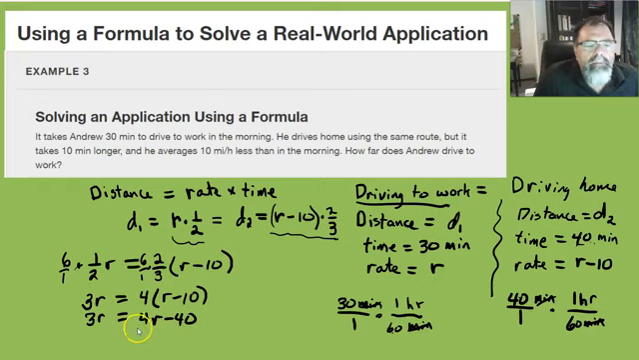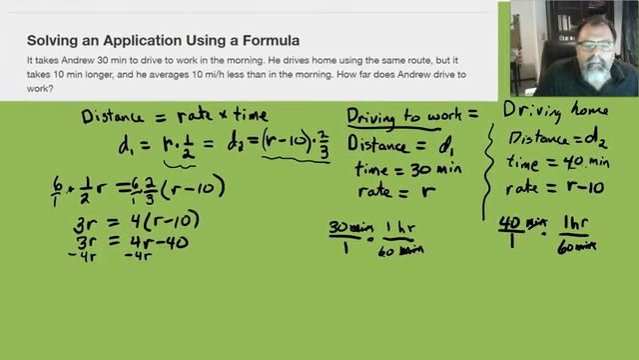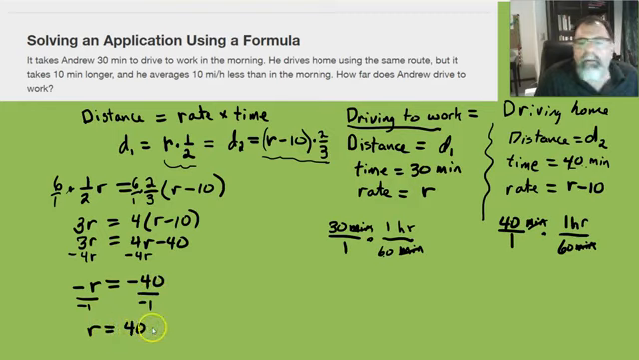I'm going to subtract 4R from both sides, and then get -1R, or negative R, equals -40. And then divide both sides by -1. R equals 40, and these are miles per hour.